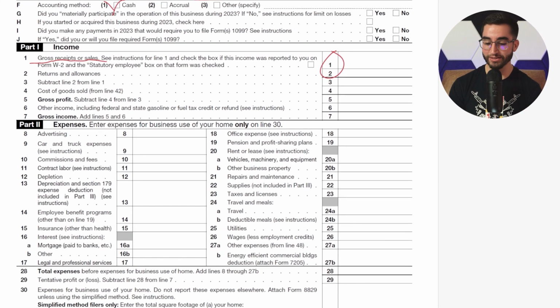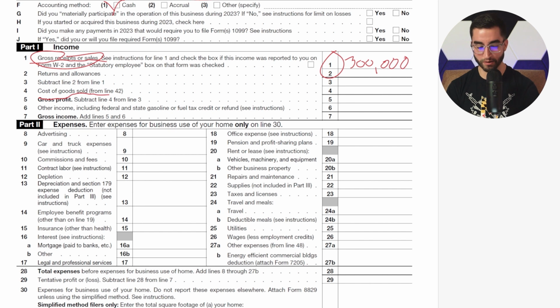So let's say for a business, we made $300,000 of gross total receipts, total income, total revenue is $300,000. And again, let's say we're in the construction industry. So we have cost of goods sold right here in line 4. Let's say we have $100,000 cost of goods sold, materials and supplies. So that's going to come down to gross income down here of $200,000.